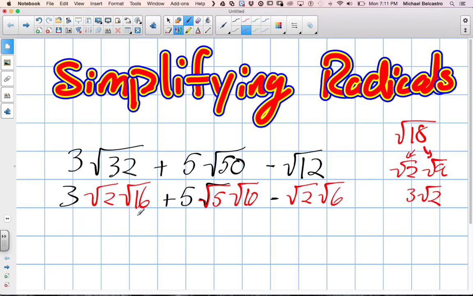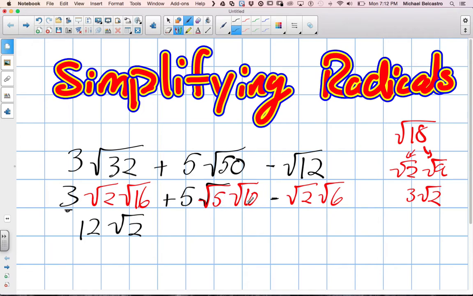So can we do any simplifying in the very first value here? What's root 16? 4. And then whatever that number is, we're going to multiply it by the coefficient. So 4 times 3 is going to give us 12. So we have 12 root 2. And that root 2 is a prime number. There's nothing we can do with that value. Okay. Now, 5 and 10.